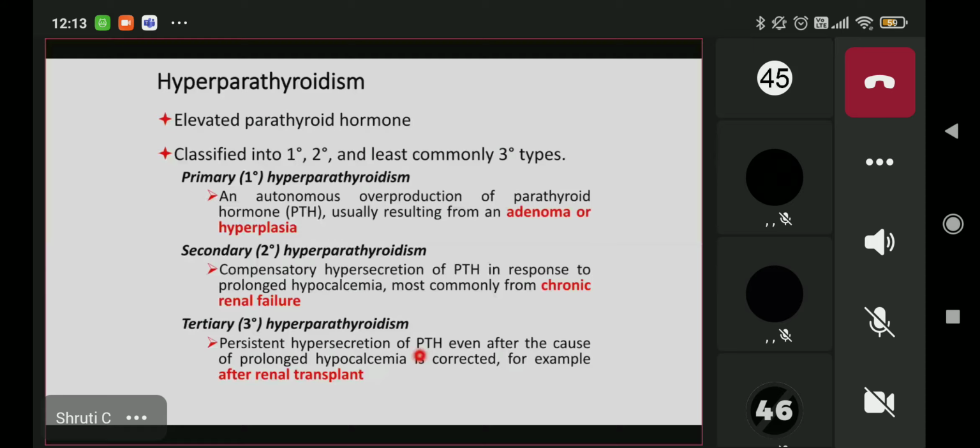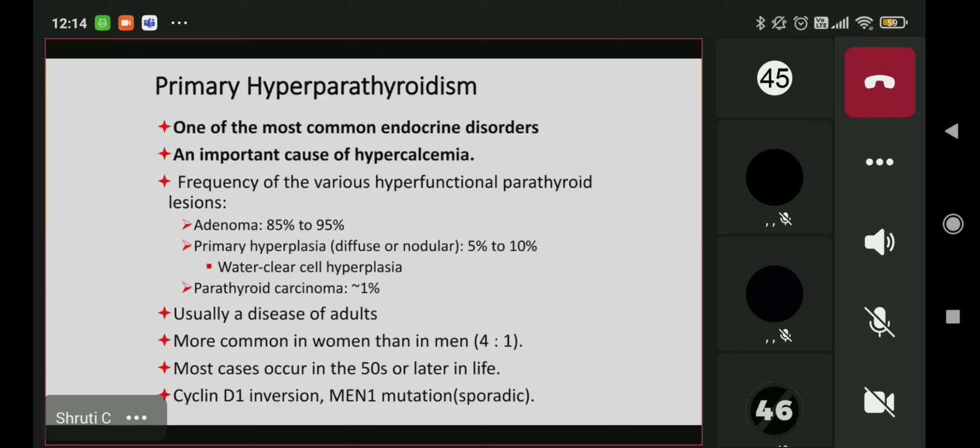Now, what is primary hyperparathyroidism? It is one of the most common endocrine disorders. It is an important cause of hypercalcemia. You know why. And frequency wise, adenoma is the most common cause, in 85 to 95% of cases. Primary hyperplasia occurs usually in 5 to 10% of cases. It can be water clear cell hyperplasia. You know, the chief cells can be clear, very watery clear, or they can be slightly pinkish. So when hyperplasia of the predominantly watery clear type of chief cells is occurring, then we call it water clear cell hyperplasia.